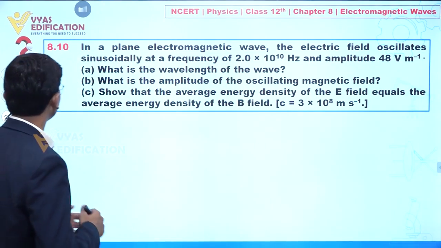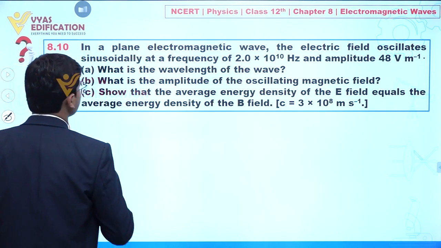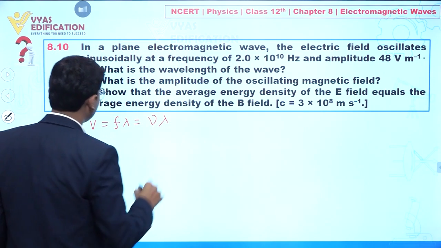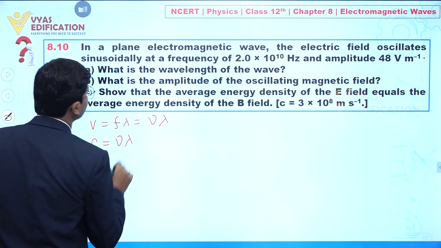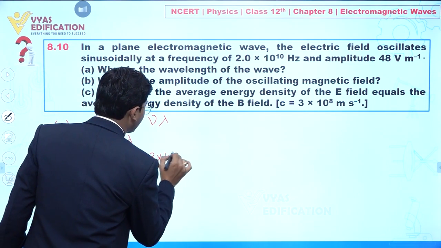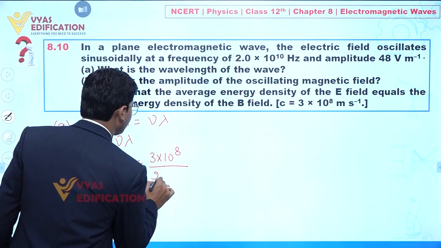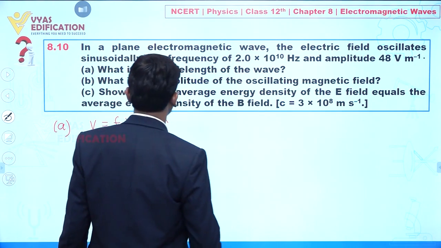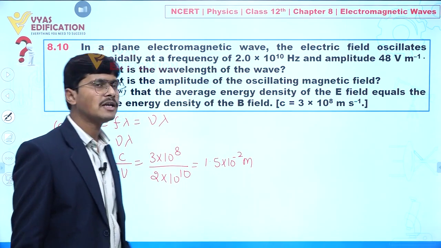Clear? So, from here, for part A, our objective in this question is to find the wavelength. We know v equals f lambda, or nu lambda. In vacuum, c is equal to nu lambda. Our objective is to find lambda, which is equal to c by nu, this is 3 into 10 to the power 8 divided by the frequency, 2 into 10 to the power 10 hertz. So, this is equal to 1.5 into 10 to the power minus 2 meter. Clear? So, this is the value of wavelength.